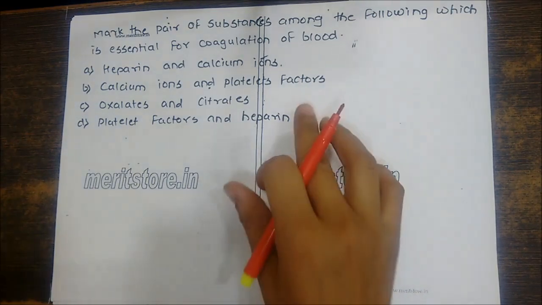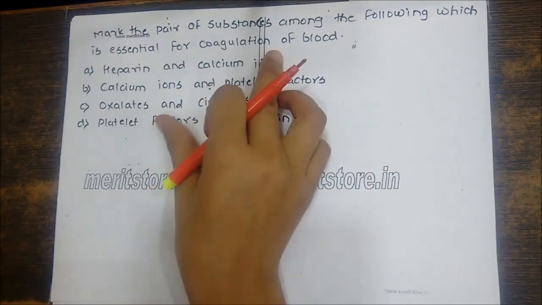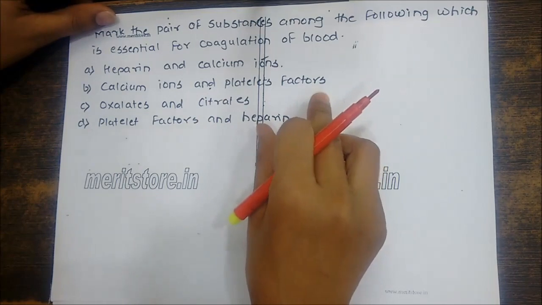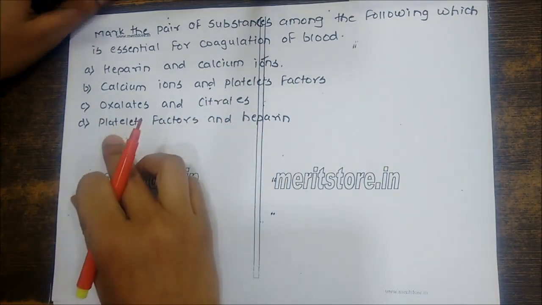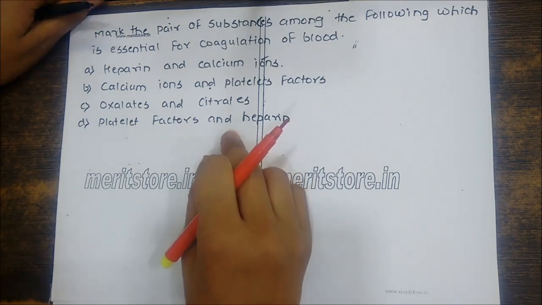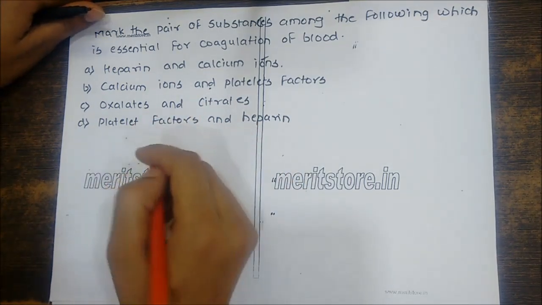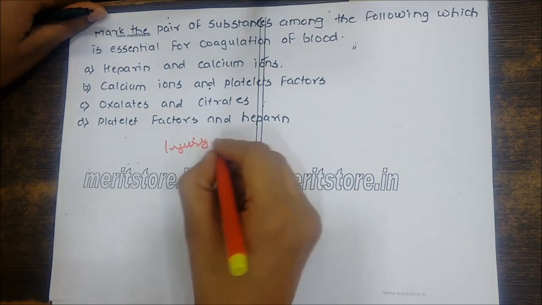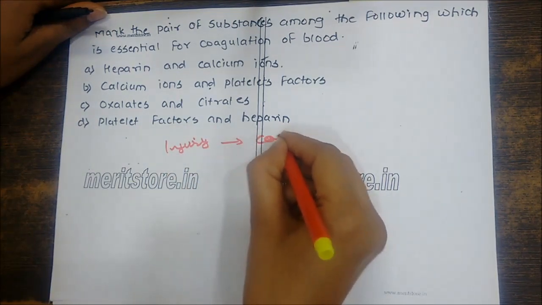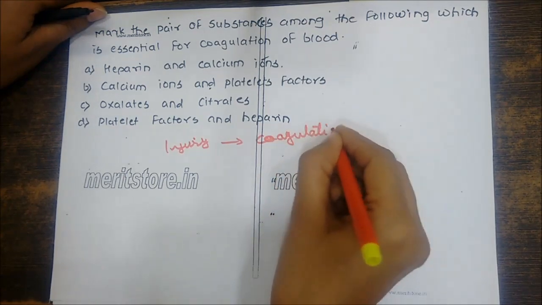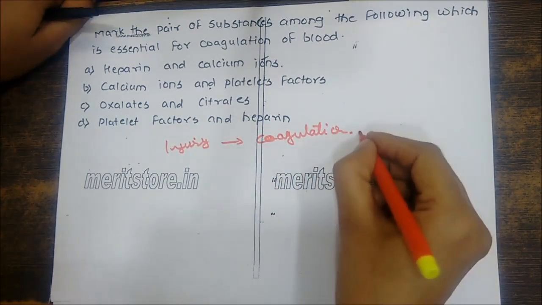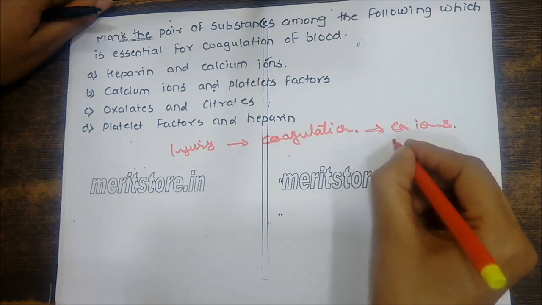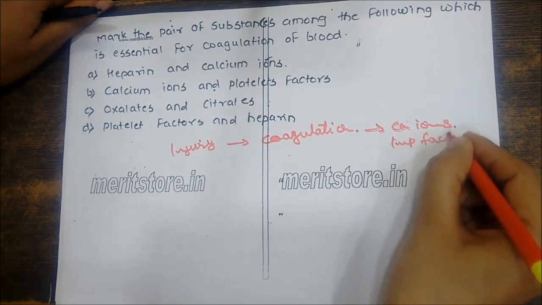Mark the pair of substances among the following which is essential for coagulation of blood. A is heparin and calcium ions. B is calcium ions and platelet factors. C is oxalates and citrates. D is platelet factors and heparin. Certain factors released by tissues at the site of injury initiate the coagulation. Among these factors, calcium ion plays the most important role in clotting.